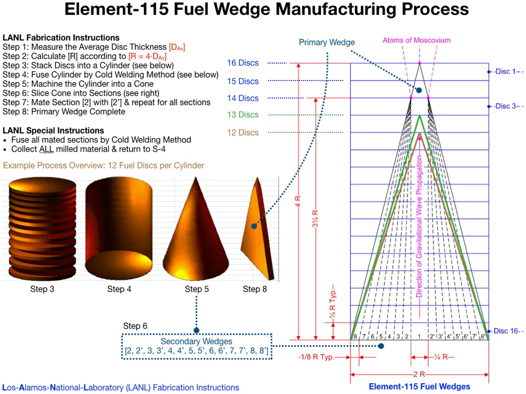Please note that each disc will compress approximately 44 micrometers when cold welding the cylinder. That is, each disc will compress approximately the thickness of a human hair. To complete the fabrication process, you'll need a bit more information. Let's have a look at that on the next slide.